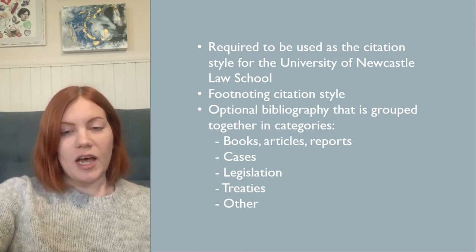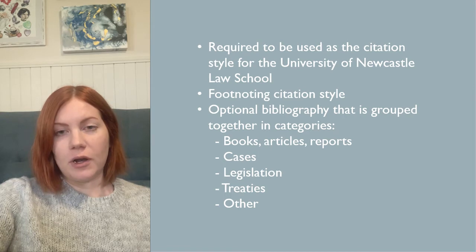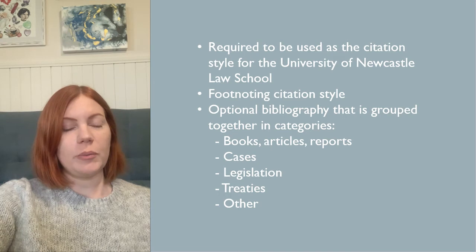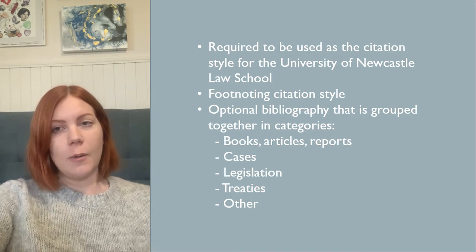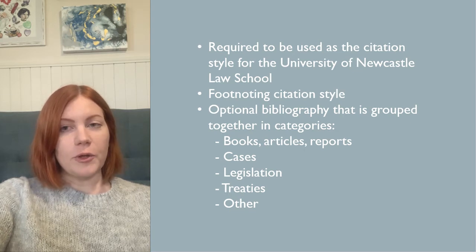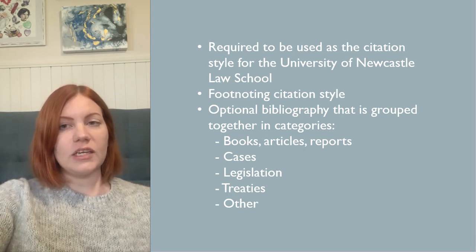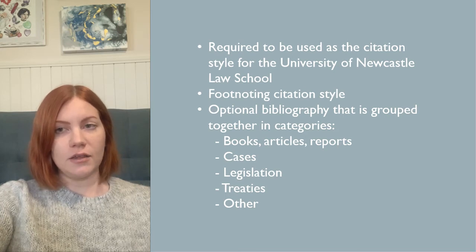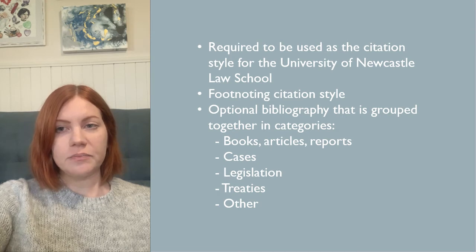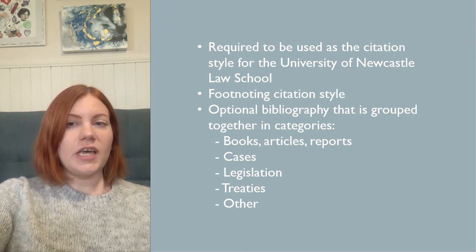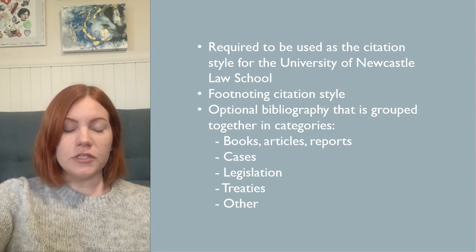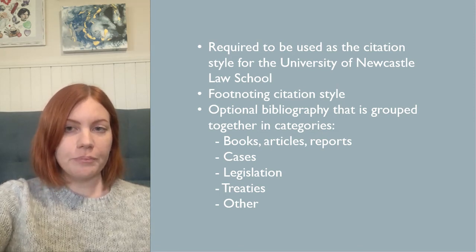There's a big difference in how the bibliography is set up in AGLC4 from citation styles that you may be more used to. References included in the bibliography are grouped together in categories, with the 5 basic categories being books, articles, and reports grouped together, followed by the category of case law, then legislation, treaties, and other. The other section will include resources such as news articles and websites. If you have not used a resource from these categories, you can omit that category. Once you've categorized the references, you still need to make sure that they're in alphabetical order.